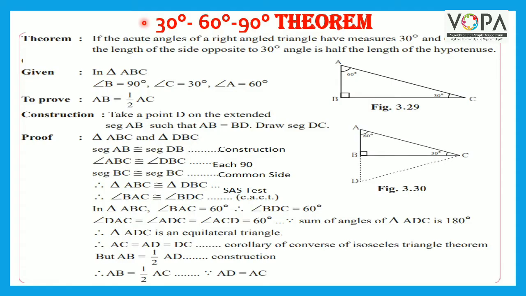30, 60, 90 degree theorem. Statement: if the acute angles of a right angle triangle have measures 30 degree and 60 degree, then the length of the side opposite to 30 degree angle is half the length of the hypotenuse.